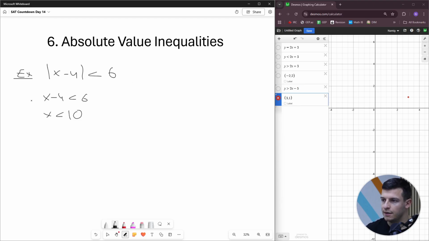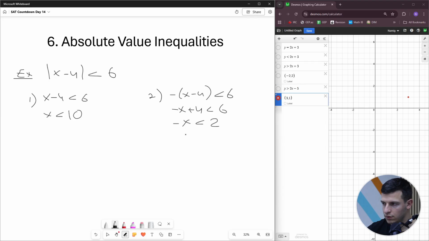So meaning, if this is my part 1, part 2 is the case when x minus 4 gets out of the absolute value as a negative value, meaning negative x minus 4 is less than 6, negative x plus 4 less than 6, negative x less than 2, and x greater than negative 2. Right?